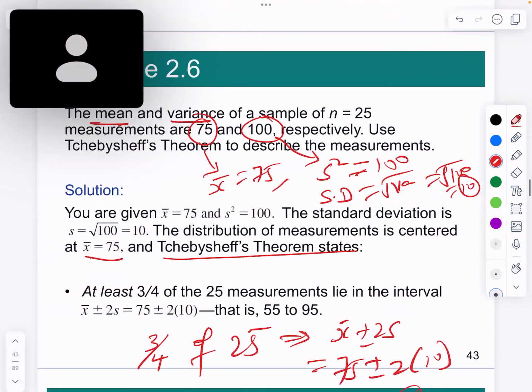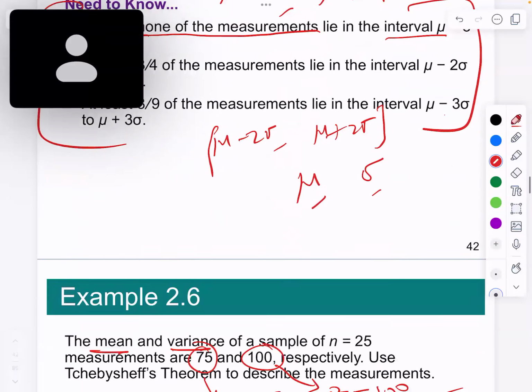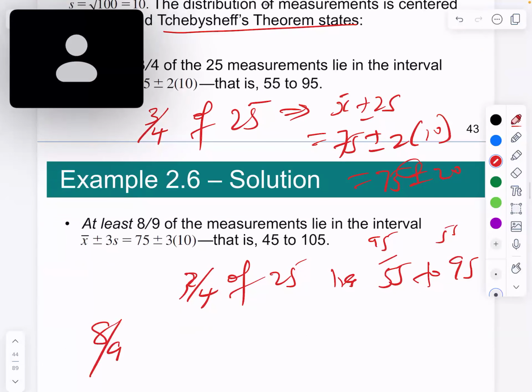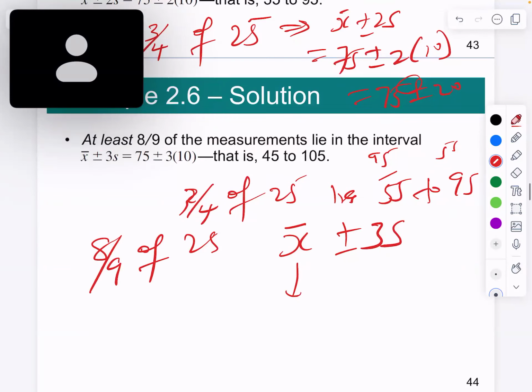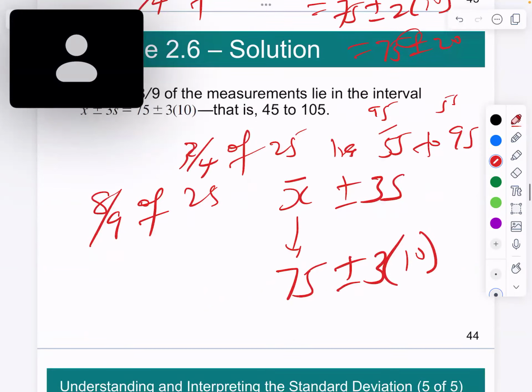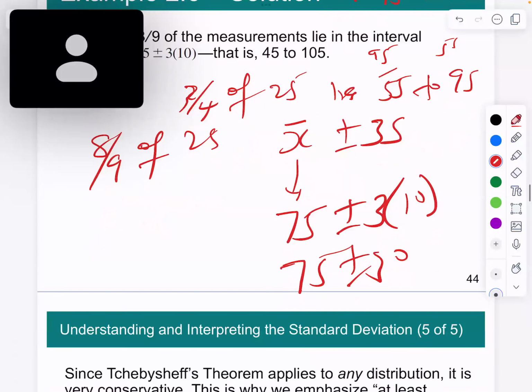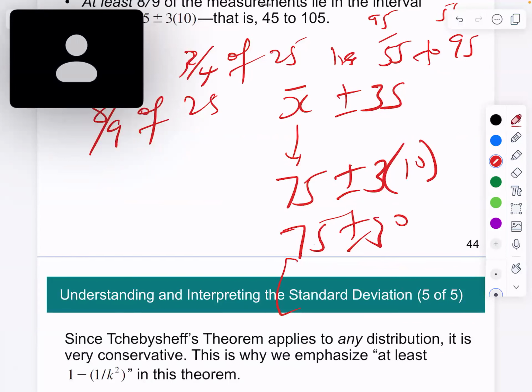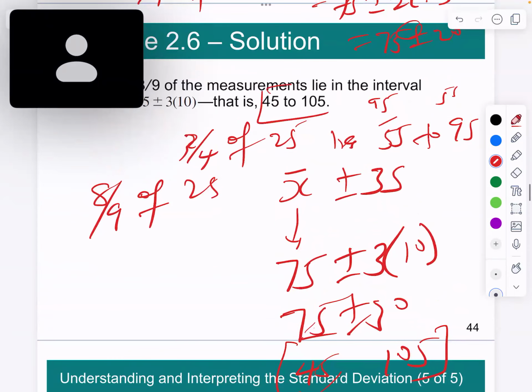Now, these things you have to memorize. You have to remember these things. 8 over 9 of the sample, which is 25, will lie in the interval x bar plus or minus 3s. X bar is the mean, which is 75, plus or minus 3s, which is 75 plus or minus 30. So the interval is what? 75 plus 30 is 105. And 75 minus 30 is 45. So 45 to 105.